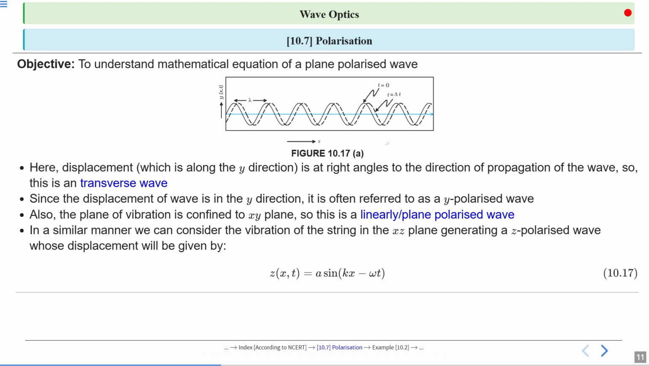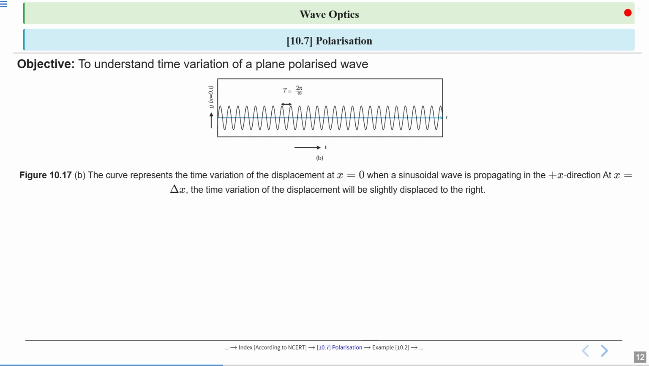Here is the mathematical expression for the displacement of a z polarized wave. z(x,t) equals A sin(kx minus omega t). In this equation, A represents the amplitude, k is the wave number, x is the position, omega is the angular frequency, and t is the time. So z is a function of position and time both. When we consider displacement in the z direction, we can say the wave is z polarized. This formula helps us quantify the wave's behavior in terms of displacement over time and space.